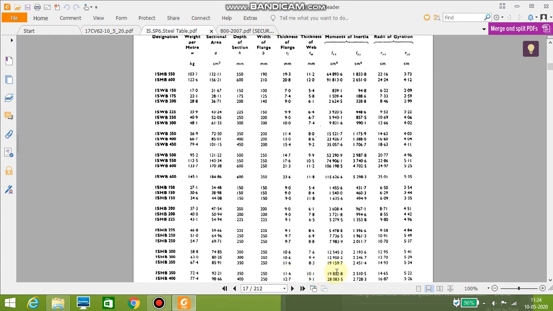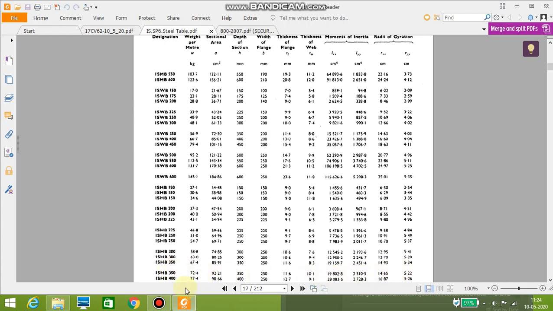Then moment of inertia about the x-x axis, or we can also consider the x-x axis as the zz axis. So Izz is 19802.8, then Iyy is 2510.5 centimeter to the power 4. Similarly, the value of radius of gyration about the zz axis is 14.65 centimeter, and that of ryy is 5.22 centimeter. You can convert all these into millimeters. So out of rxx or rzz and ryy, the least value is taken as the minimum radius of gyration for the calculation of slenderness ratio.